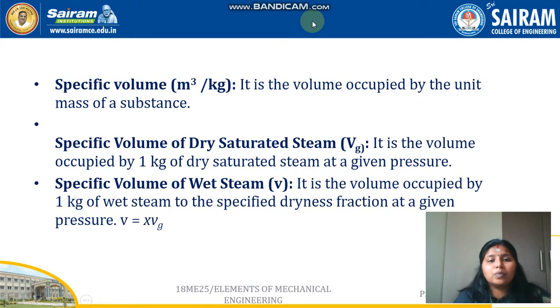Next one is about specific volume. It is the volume occupied by the unit mass of a substance. The specific volume of a dry saturated steam is indicated as Vg. It is the volume occupied by 1 kg of dry saturated steam at a given pressure. The specific volume of a wet steam is the volume occupied by 1 kg of wet steam of specified dryness fraction at a given pressure, and it is V equal to dryness fraction into the specific volume of dry saturated steam.